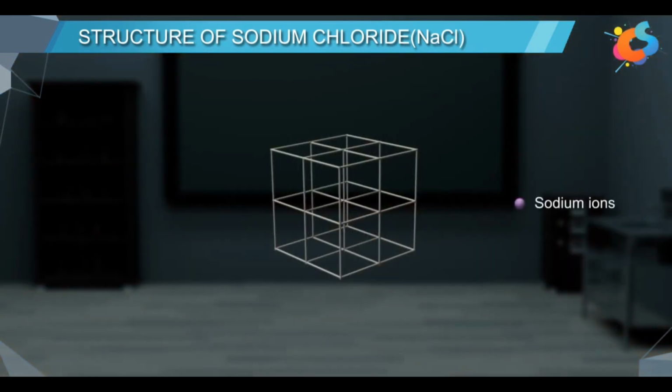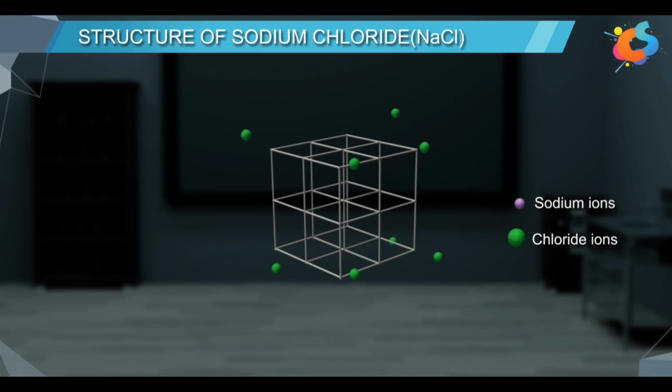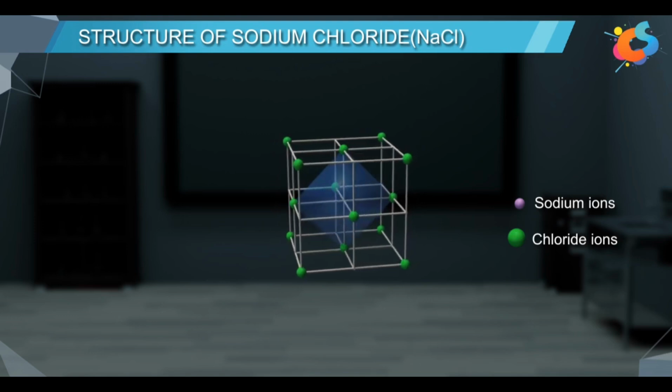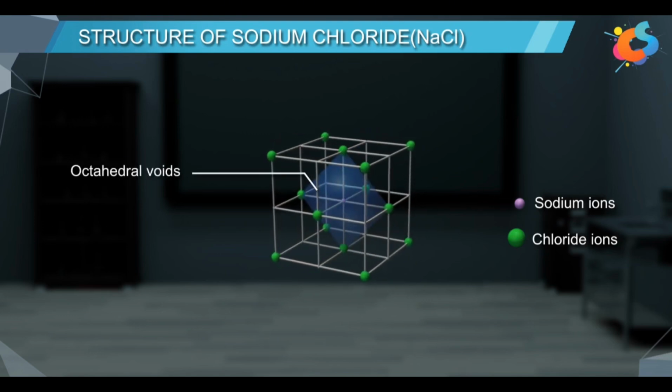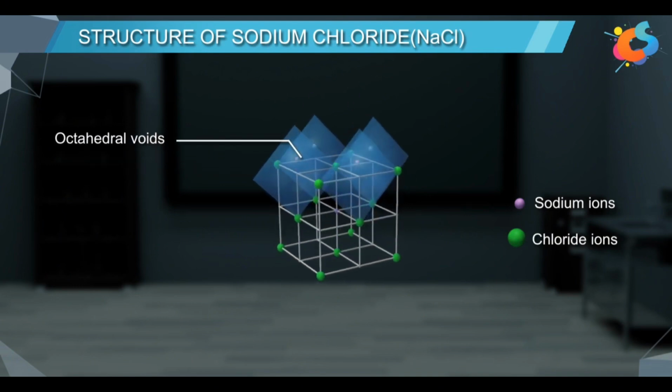Sodium chloride crystal is made up of sodium ions and chloride ions. Sodium chloride crystal is a face-centered cubic close-packed structure. The chloride ions, being comparatively larger in size, occupy the corner and face-centered positions. The sodium ions, being smaller in size, go to fill up the voids. Thus, sodium ions occupy the octahedral voids in the cubic close-packed structure.